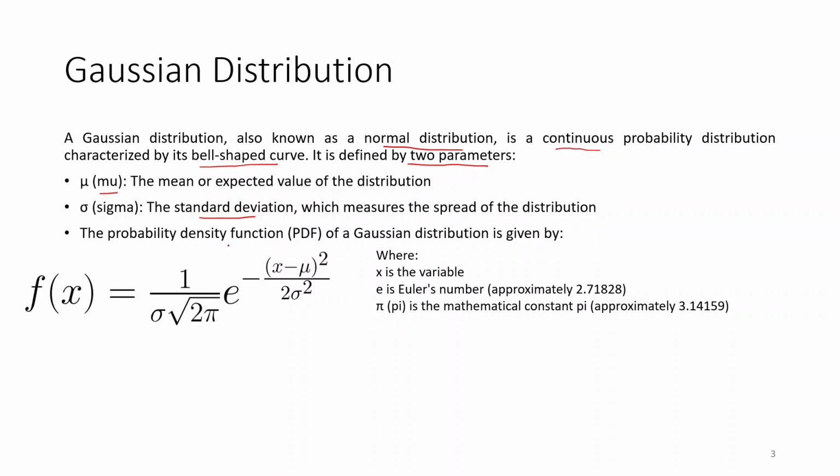The probability density function of the Gaussian distribution is given by the formula shown here, that is 1 divided by sigma, the standard deviation, times the square root of 2 pi, and exponential e, Euler's number, to the power of minus (x minus mu) whole squared, divided by 2 sigma squared, where x is the input variable and mu is the mean.